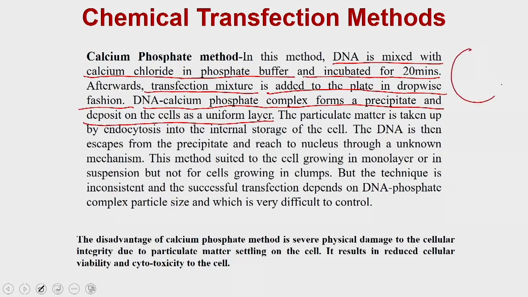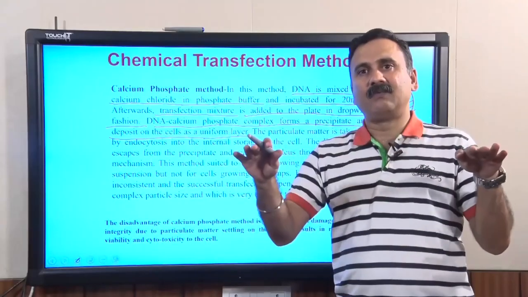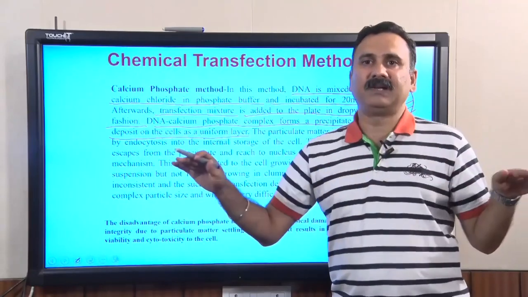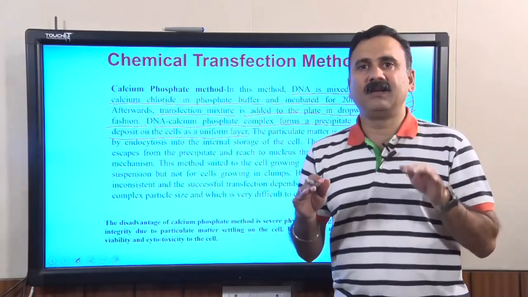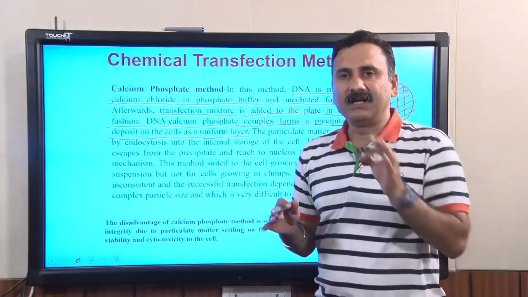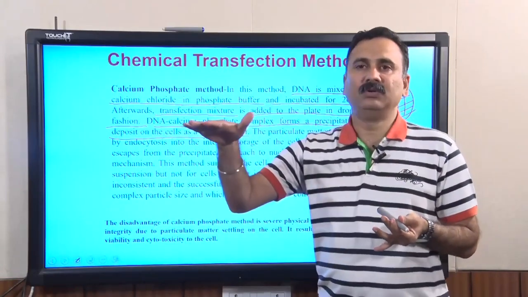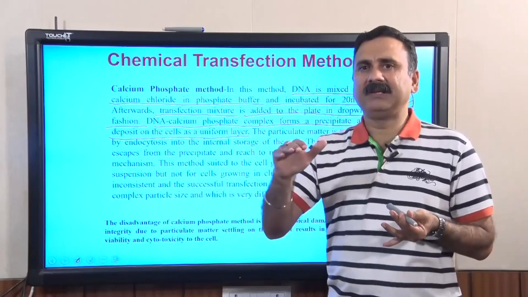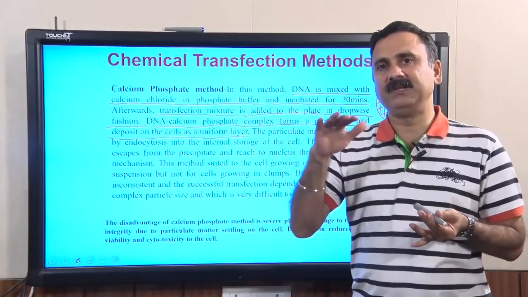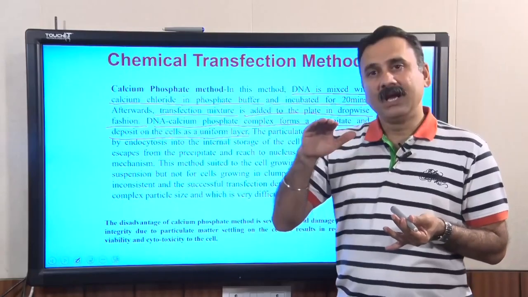So it will be like you have the cells on the petri dishes, and when you plot it, it makes a kind of cover or curtain. If you see these cells under the microscope, you will see that the cells are covered with very fine powder-like structures, and these powders are nothing but the calcium phosphate particles which are already engulfing the DNA. Once these particles settle onto the mammalian cells, the cells have a tendency to take up these particles through a process known as endocytosis.